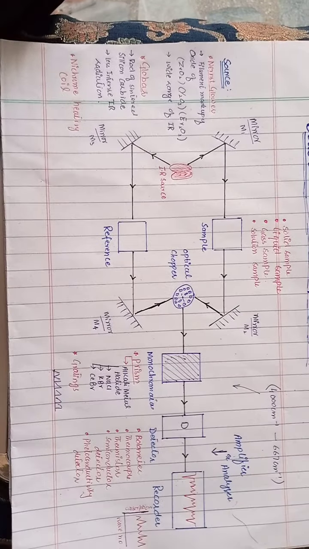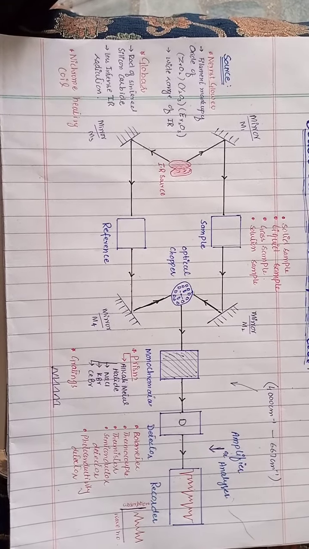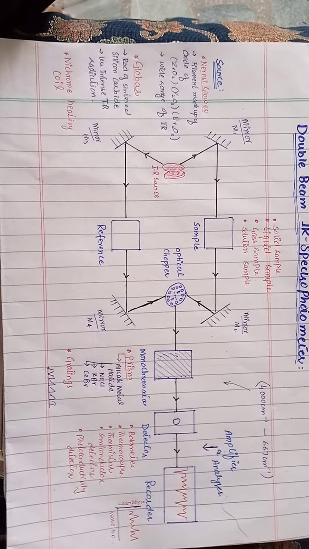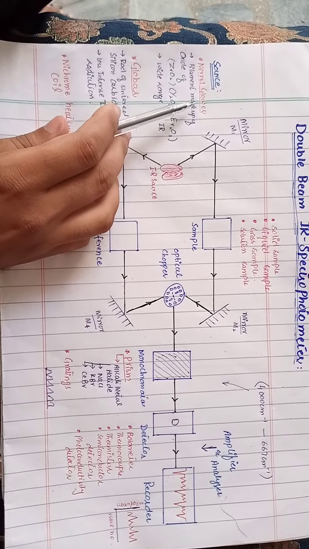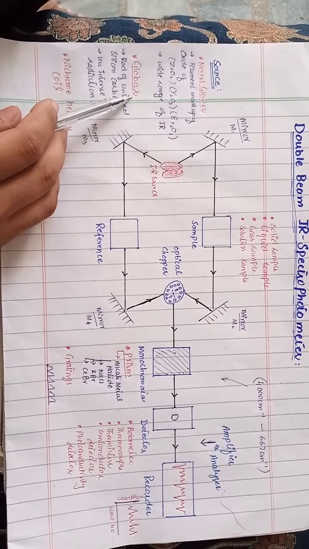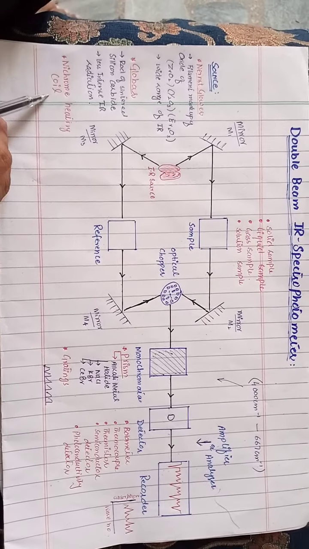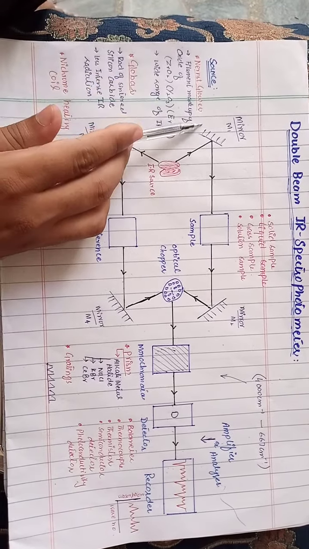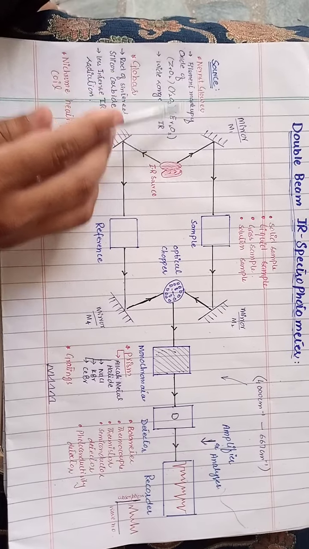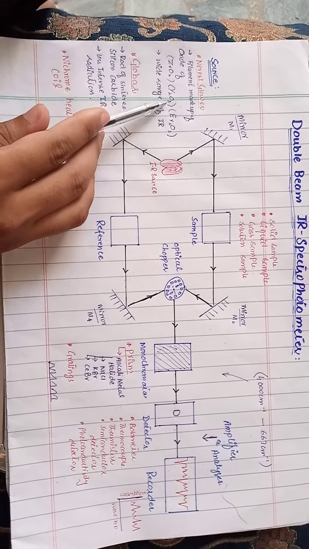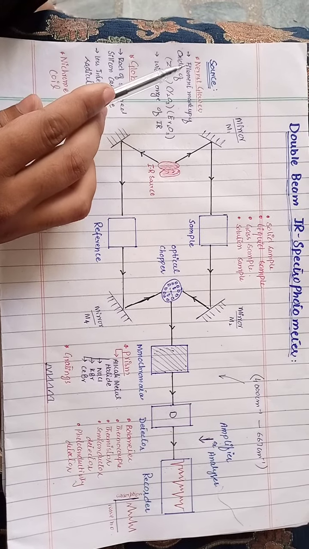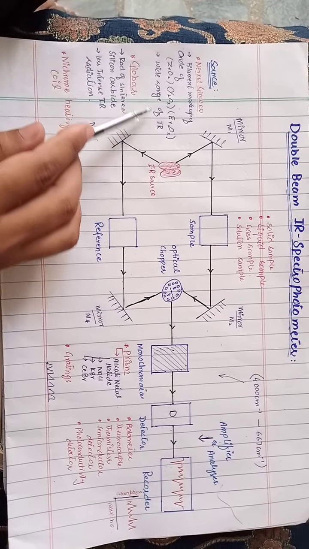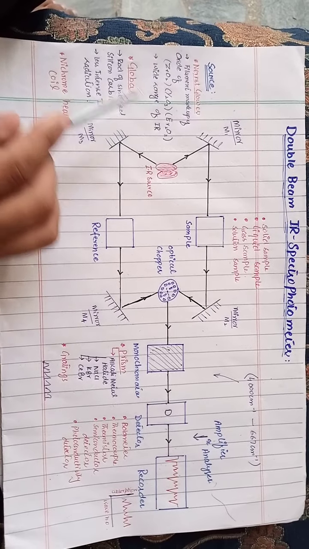First we will discuss the IR source, which emits the IR radiation. The IR source is of the following types: Nernst glower, globar, and nichrome heating coil. The Nernst glower consists of a filament made up of the oxides of zirconium, yttrium and rubidium. When we heat that filament, a wide range of IR is produced.